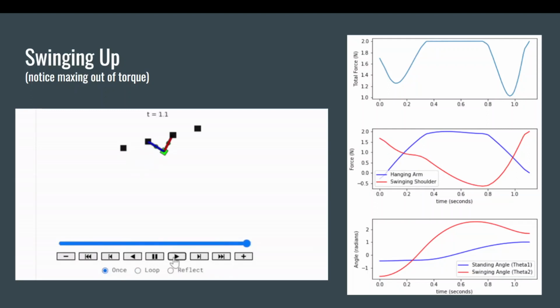You swing in from the left, and I think this is what most people would do as they're climbing up bars. One thing to note here is that the torque gets maxed out, and the effort used to swing up increases rapidly, just as you increase the height of the bars by a little bit.